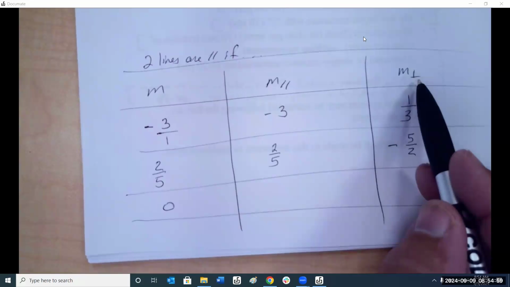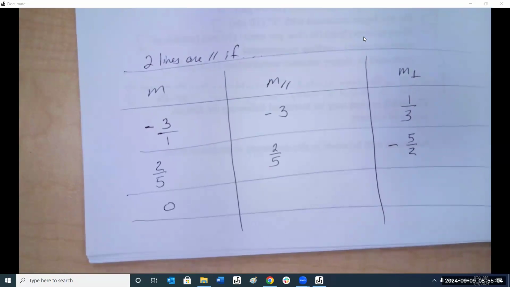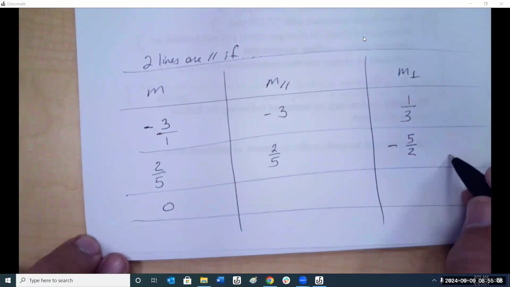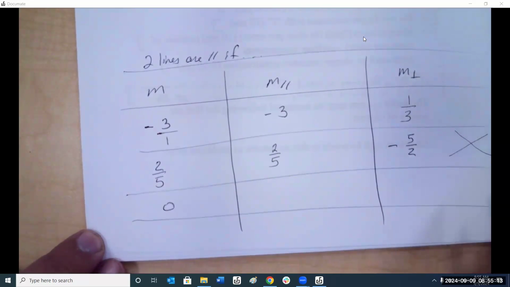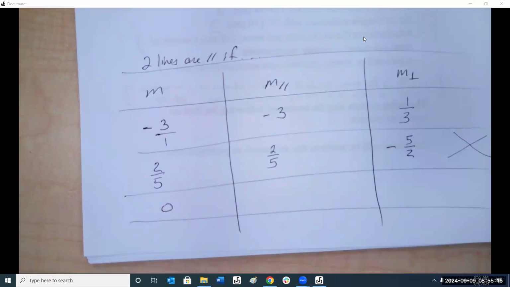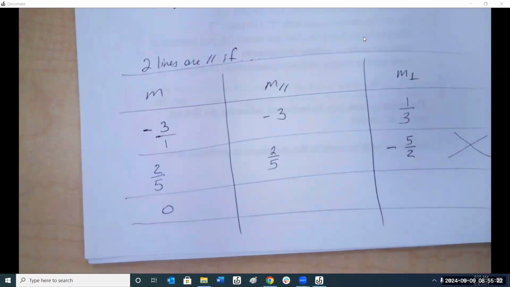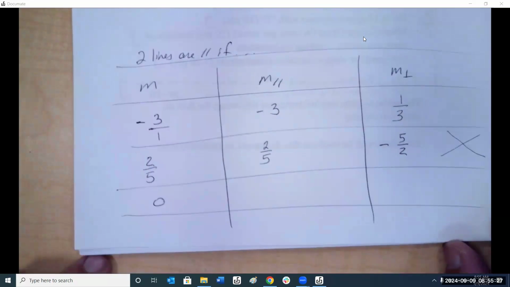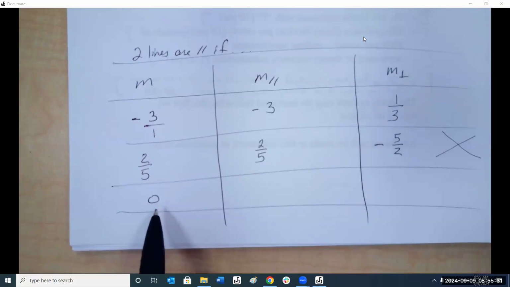If they're perpendicular, you just flip it and change the sign. Two things you have to do. Because think of it this way: a positive slope looks like this, a negative slope looks like this. So you have to have different signs. But the only way they're perpendicular is if they're the same numbers, just flipped and with changed signs. How about if I give you 0? What does this line look like if the slope is 0?